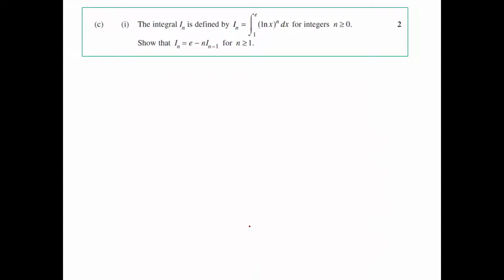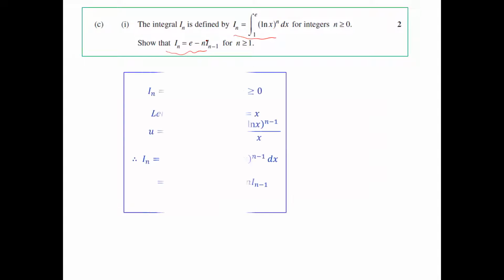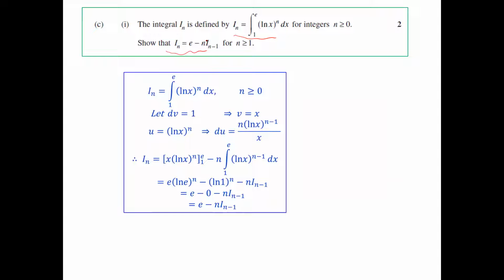See part 1. Given In is the integral from 1 to e of ln x to the power of n dx, show that In equals e minus n times In minus 1. Here's the solutions.